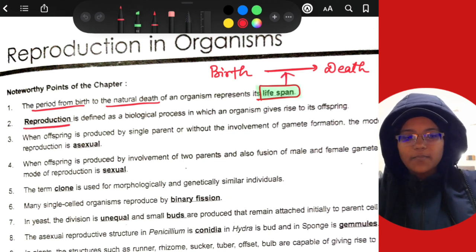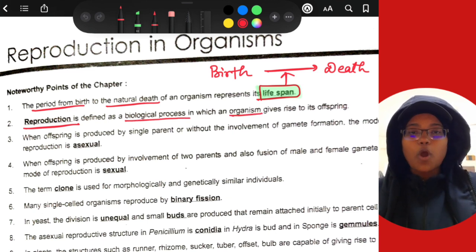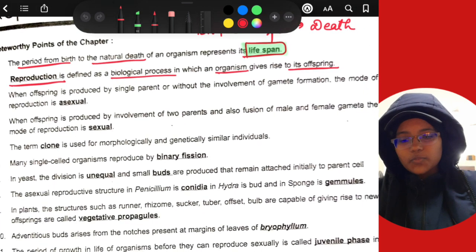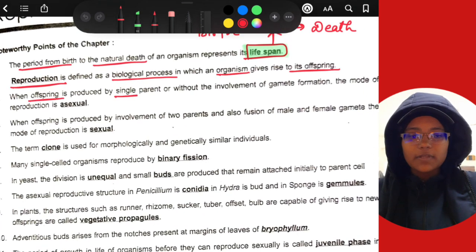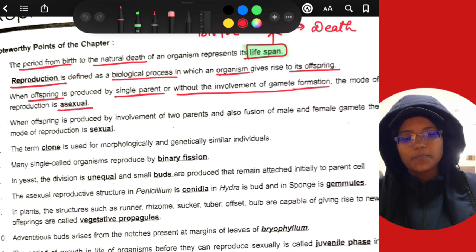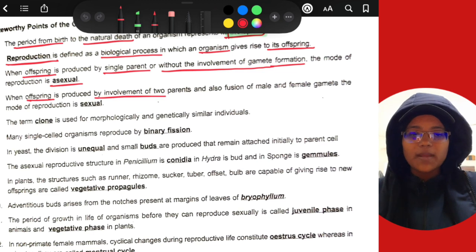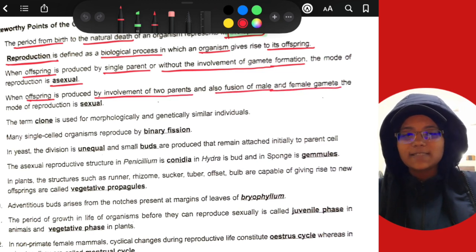Reproduction is defined as a biological process in which an organism gives rise to its offspring. When offspring is produced by a single parent or without involvement of gamete formation, the mode of reproduction is asexual. When offspring is produced by involvement of two parents and also fusion of male and female gametes, the mode of reproduction is sexual reproduction.